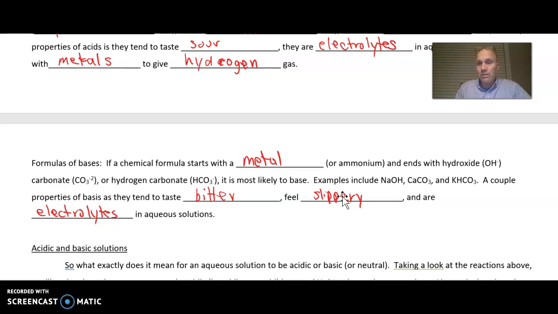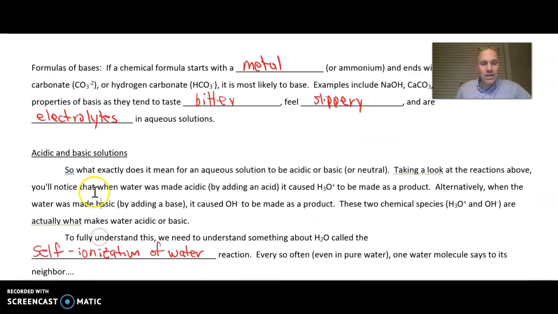If you know anything about soap making, that is the way that they traditionally make soap. They take a fat molecule and they react it with sodium hydroxide to make soap. All right. So acidic and basic solutions.